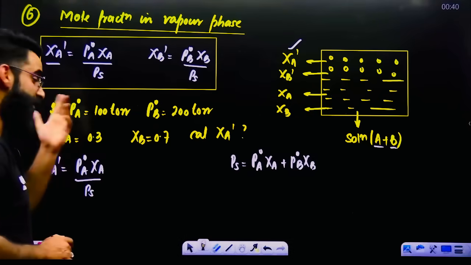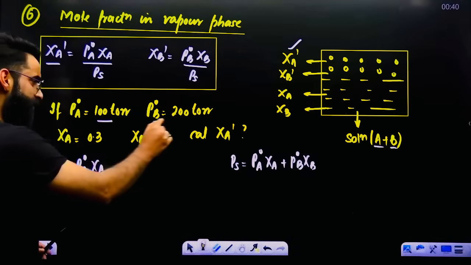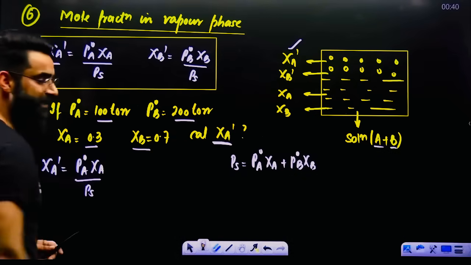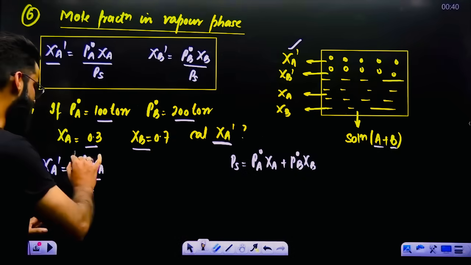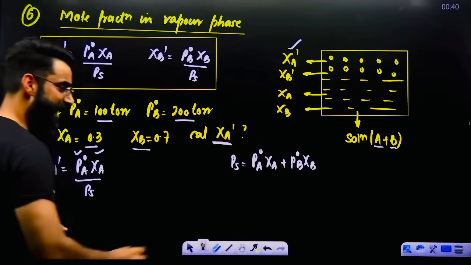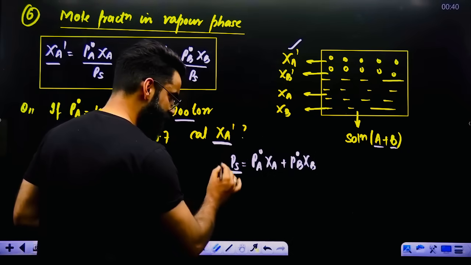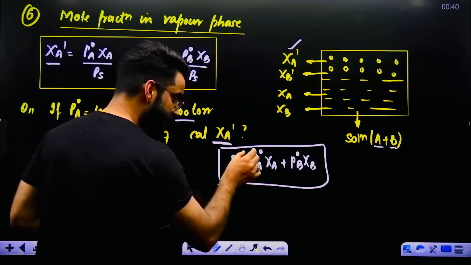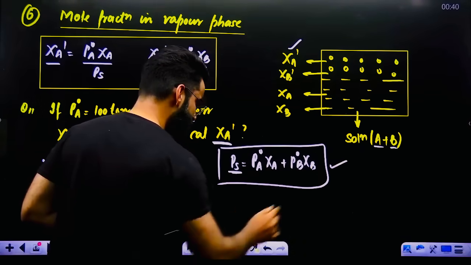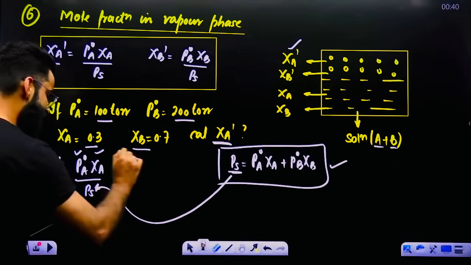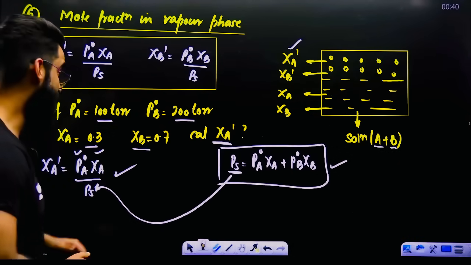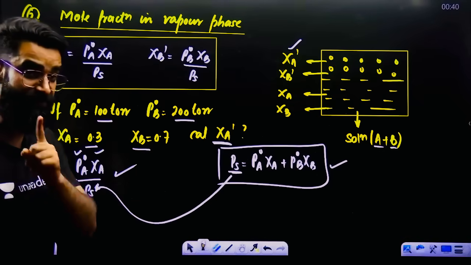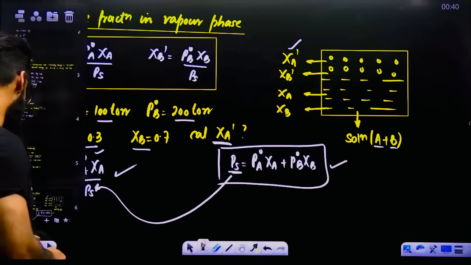divided by Ps. For example, you have got a question. P naught A is given, P naught B is given, chi A is given, chi B is given. I'm supposed to calculate mole fraction of A in the vapor phase. My dear students, all the parameters are given to us except this Ps, and Ps is the total vapor pressure of solution, which as per Raoult's law is P naught A chi A plus P naught B chi B. So first of all, put the values in this expression, get the Ps. Once you get the Ps, put it here and get the mole fraction of A in the vapor phase. Similarly, you can calculate mole fraction of B in the vapor phase as well. This is one more short question which is frequently asked in different competitive examinations.